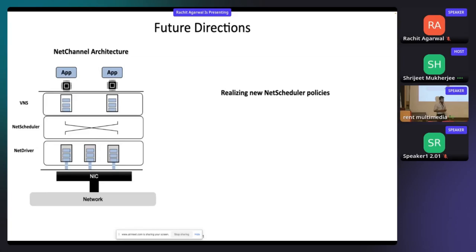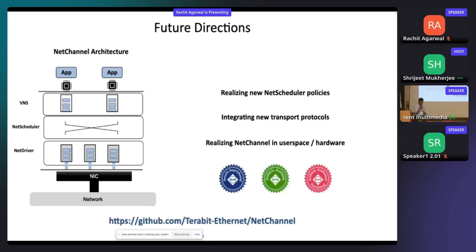Thinking about new scheduling policies as a community that we can build together. Integrating new transport protocols will become much, much easier by writing new net drivers. The architecture that I described is not just for the kernel stack. It could be useful for user space and hardware designs as well. One last note is that NetChannel is again open source. Everything you can go and run today. It has been evaluated by different members of the community in parallel, and all these results have been reproduced. That's where I will stop, and I can take any questions people may have.